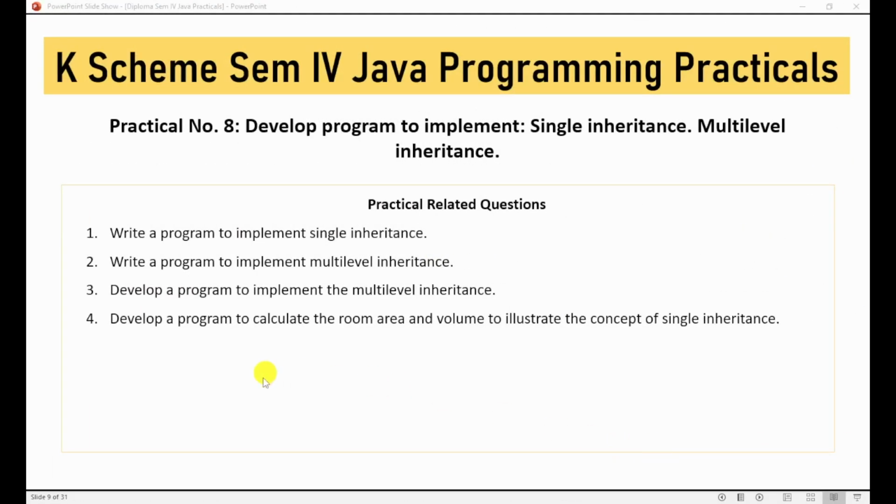Now let us see the second question. Write a program to implement multi-level inheritance. In the previous question we have seen single inheritance, and we have already seen the concept of inheritance, how to use inheritance in classes in Java programming. So in this question we have to use the multi-level inheritance concept. So what is multi-level inheritance? For that purpose we will go to the diagram again.